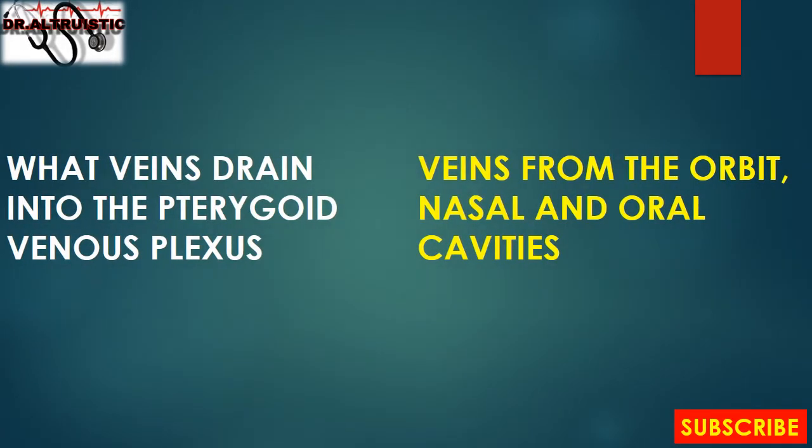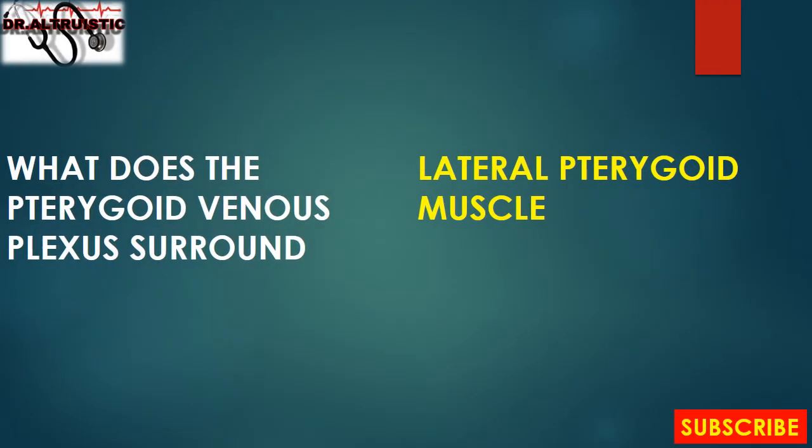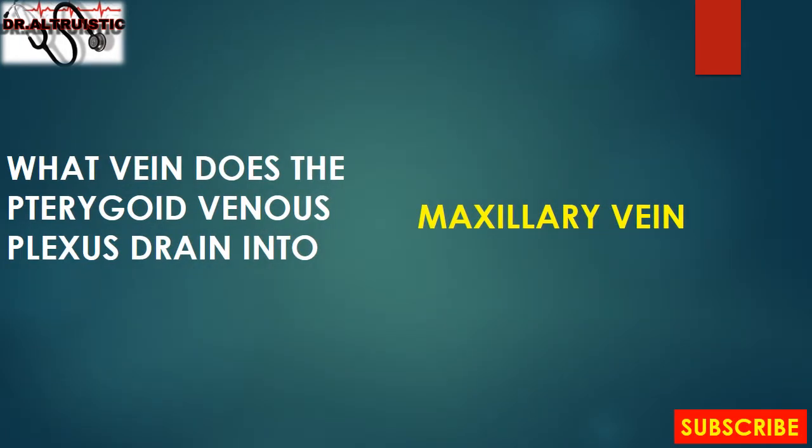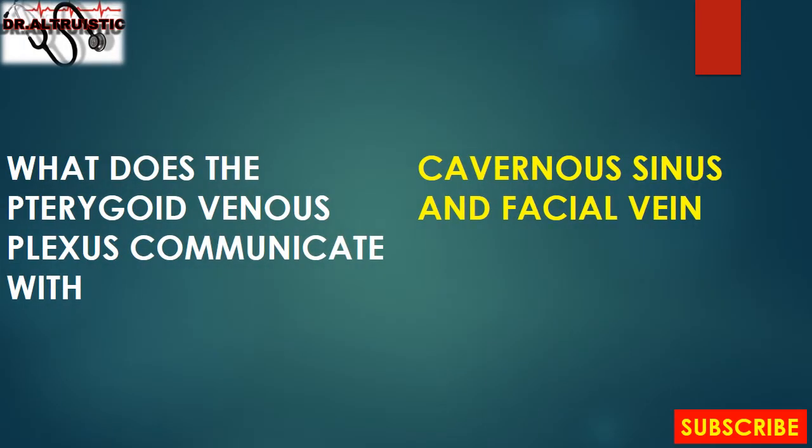What veins drain into the pterygoid venous plexus? Veins from the orbit, nasal and oral cavities. What does the pterygoid venous plexus surround? Lateral pterygoid muscle. What vein does the pterygoid venous plexus drain into? Maxillary vein. What does the pterygoid venous plexus communicate with? Cavernous sinus and facial vein.